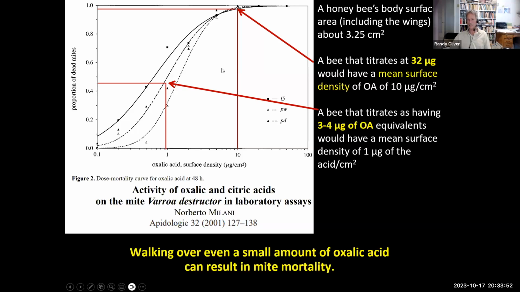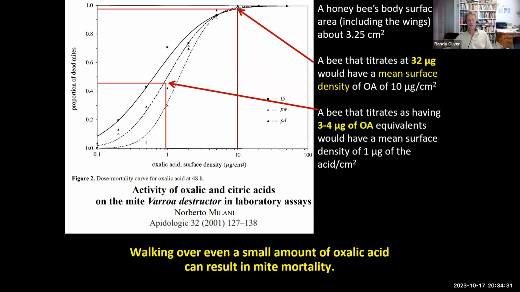He used a powder spray tower to spray oxalic acid, or oxalic acid and glycerin, onto the bottom of glass dishes at exactly precise rates of micrograms per square centimeter, and then dropped live mites on there, let them walk for an hour, picked them off, put them onto live pupae, and then checked for mortality at 24 and 48 hours. What he found was at 10 micrograms per square centimeter, virtually all the mites would die by 48 hours. At 1 microgram, 1/10 of that per square centimeter, you'd have almost half dying after 48 hours.